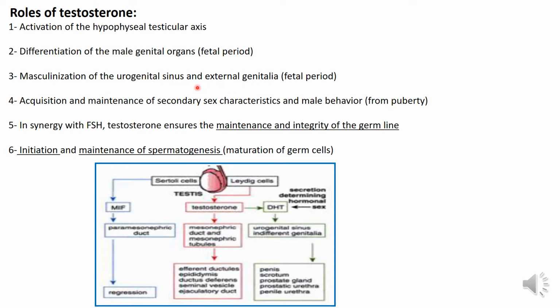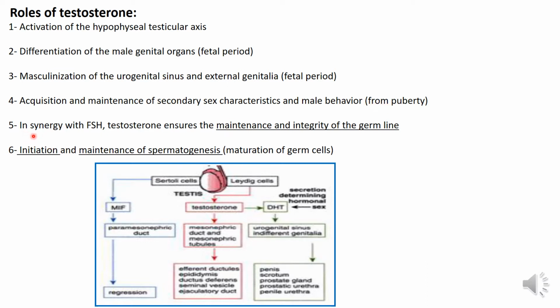So the testosterone also has a role in the masculinization of the urogenital sinus and the external genitalia. And also it is important for the acquisition and maintenance of the secondary sex characteristics, such as the voice and hair, and also for the development of the male behavior. The development of those secondary sex characteristics and male behavior starts from puberty, because from puberty the gonads will start to produce the testosterone.